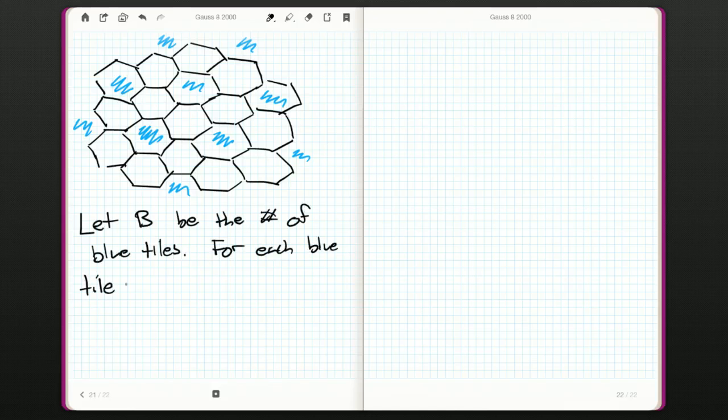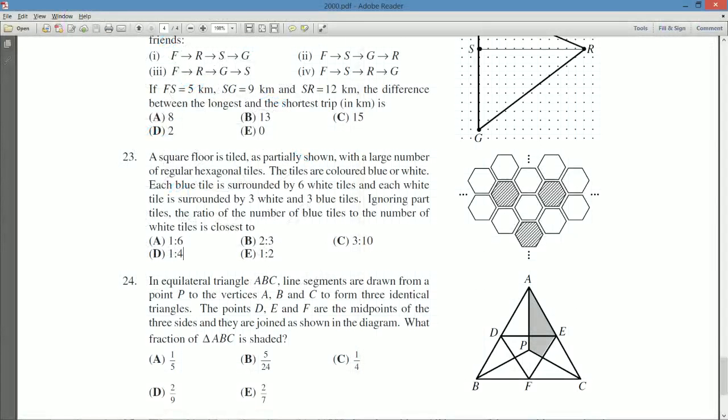So for each blue tile, we know there are 6 white tiles. That's for every single blue, we can find 6 white tiles around it. So one might think that the ratio is 1 blue tile to 6 white tiles, and indeed, that is A.